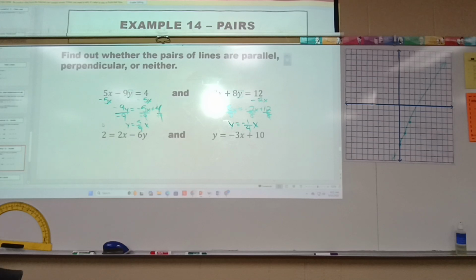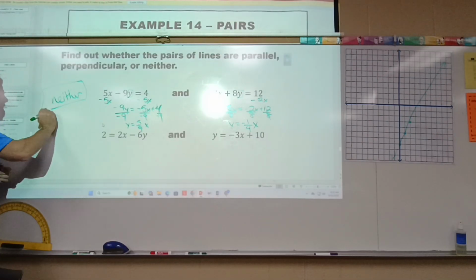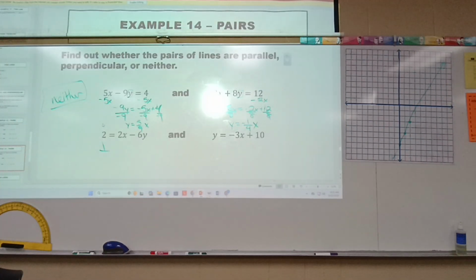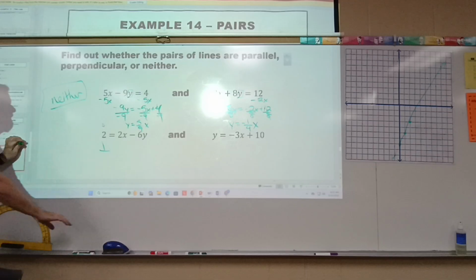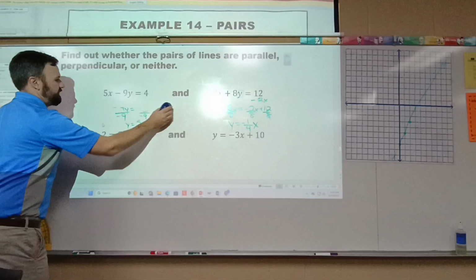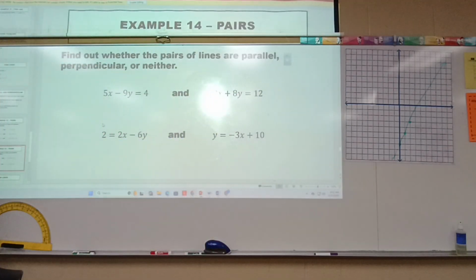Uh-oh. How do those slopes compare? They're negative reciprocals. If you want to do this one and check, they're going to be perpendicular. This one will be perpendicular if you like to try it and see if that's what you got. All right. I think we got two more problems to do, and we might be done.